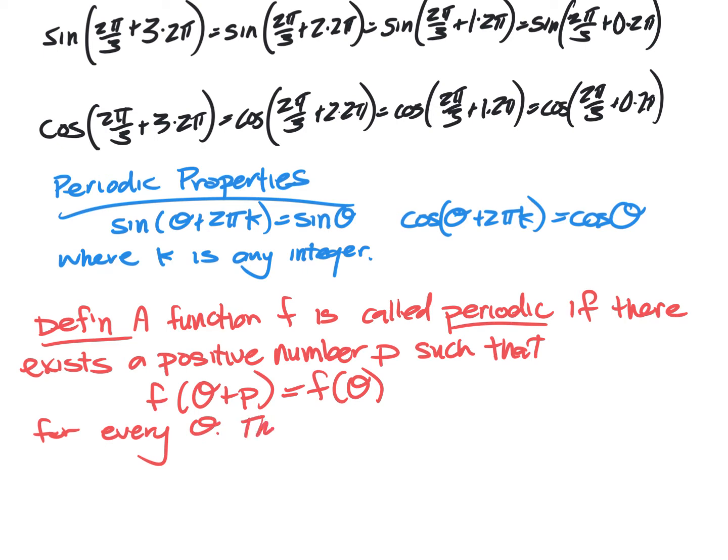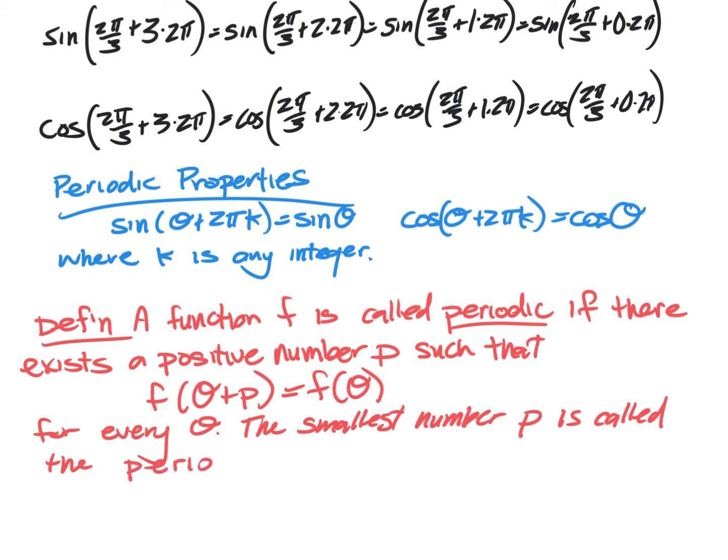Now, the smallest number p that would have this property is called the period of f.